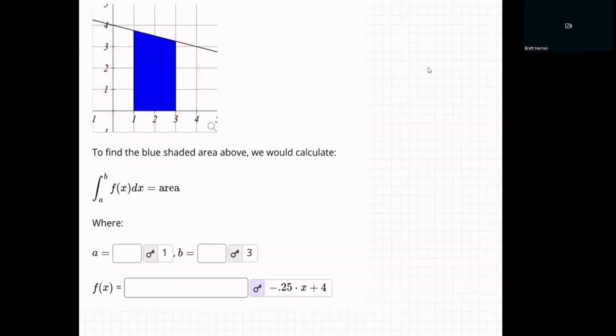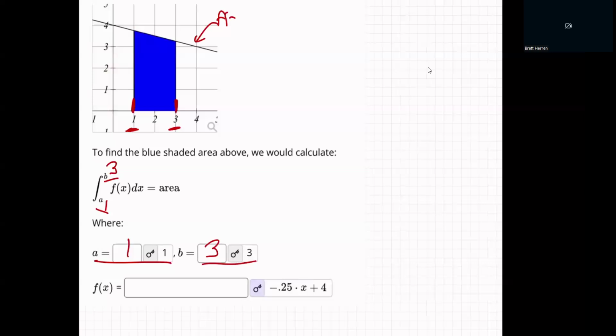We've got this blue area here. It says define the blue area, or the blue shaded area above. We would calculate... So how do we set up an integral to calculate this blue shaded area? Well, the integral is going to go from 1 to 3, right? From this edge to that edge. This will be from 1 to 3. So A will be 1 and B will be 3. Here we have A is 1 and B is 3, as they say, of this function.